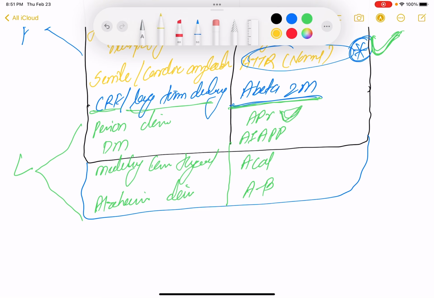Then we have diabetes mellitus. In diabetes mellitus, there is accumulation of AIAPP. Then in medullary carcinoma of thyroid, there is accumulation of ACOL. And then we have Alzheimer disease. In Alzheimer disease, there is accumulation of A-beta. So it is a very important table.